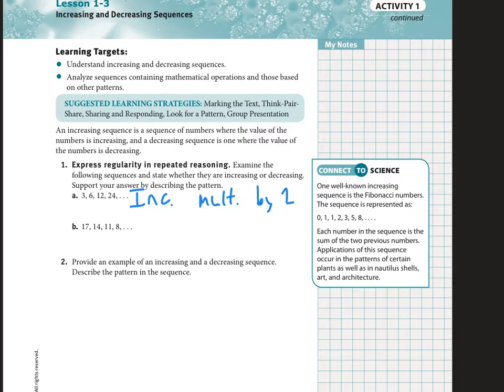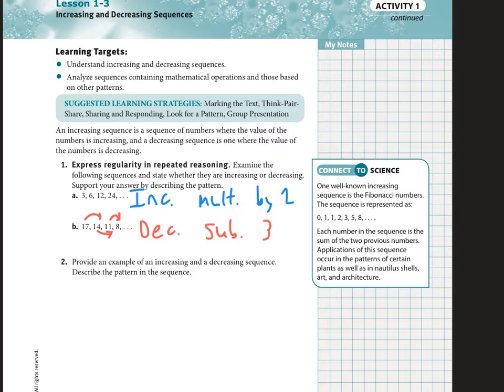Okay, part B there, 17 to 14, right? Then to 11, then to 8. So clearly the numbers are getting smaller. This would be a decreasing sequence. And what is the pattern there? We are subtracting 3 each time. And when you subtract a positive number, you're going to get a smaller answer.